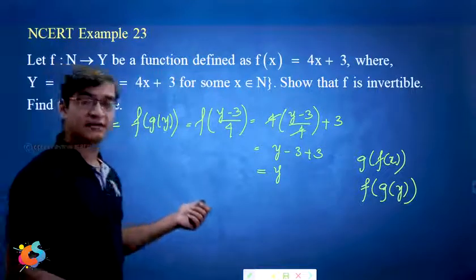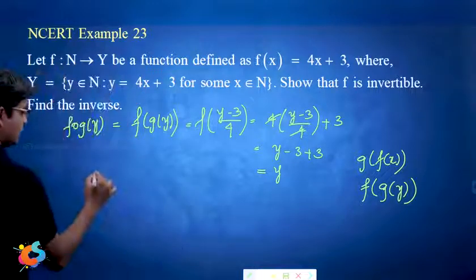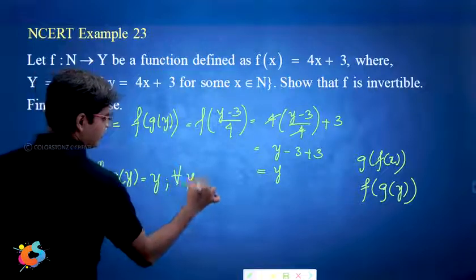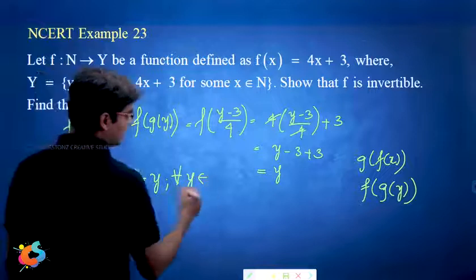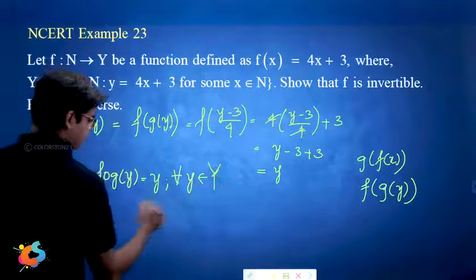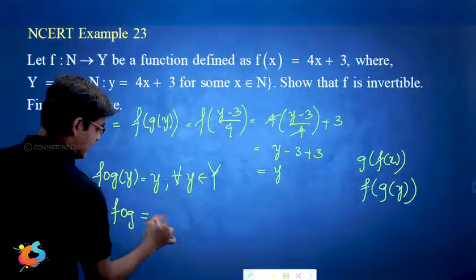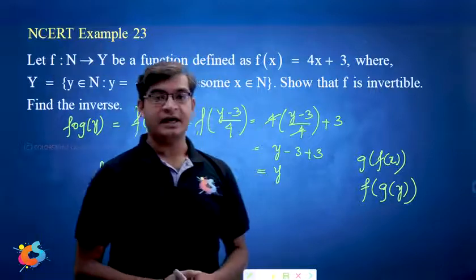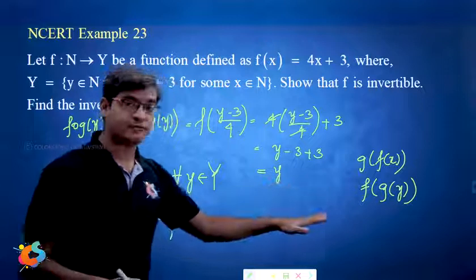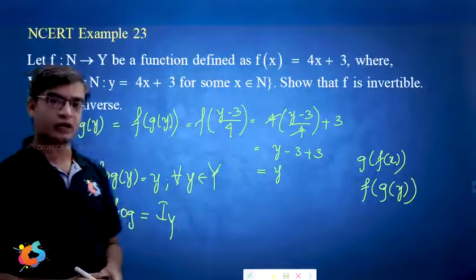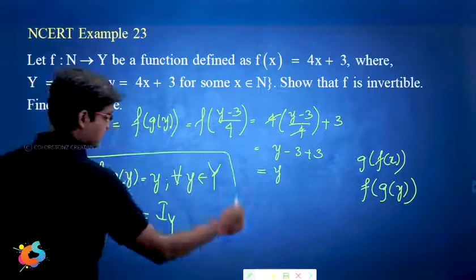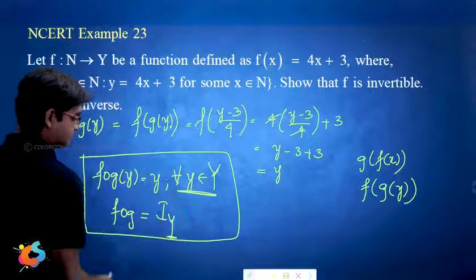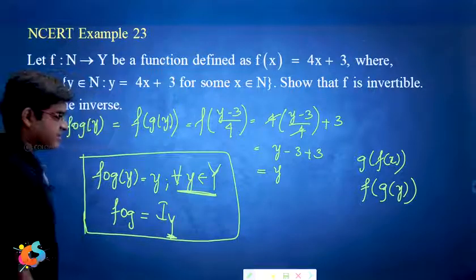So similarly, the way we have written for g circle f, you write it here as well. What did we write? f circle g of y is equal to y for all y belonging to domain of g, and that will be Y. So therefore, f circle g is an identity function on set Y. So this completes our step 4. In step 4, we have to find the composite function, and we have to show that this is an identity function. Okay, exactly this way you have to write. Okay, these things should never be forgotten. Okay, so that's it.